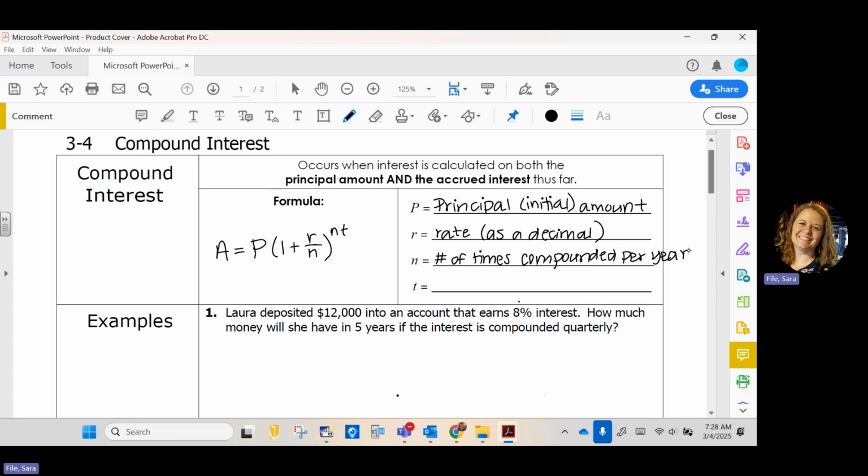Something happens biannually, bi means two, so it's twice a year. If it's monthly, how often is that? That's 12 times a year because there's 12 months in a year. If it's daily, how much is that? 365, because there's 365 days in a year. So that n is the number of times it's compounded per year. We have to be able to interpret the terms like monthly, annually, daily, etc. And then t is our time.